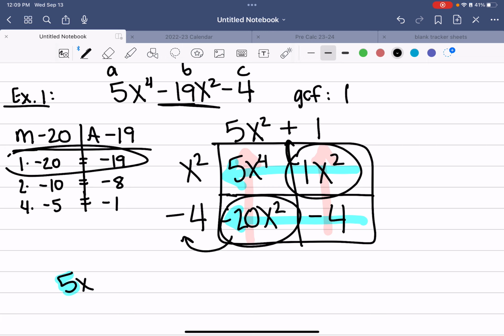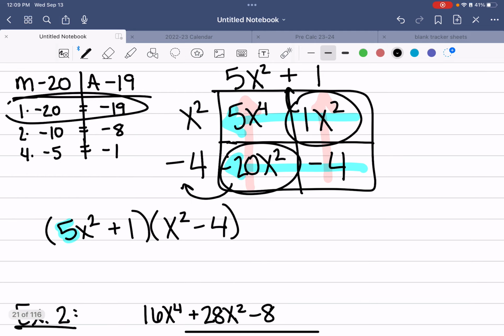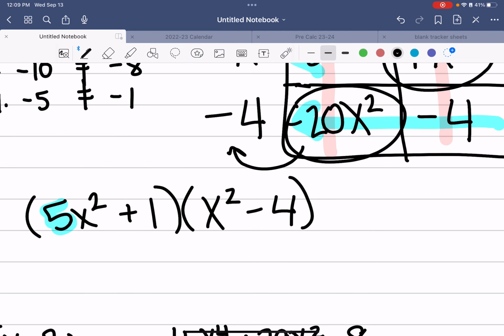5x squared plus 1 times x squared minus 4. And then we would ask ourselves, could this be simplified any farther? Is there anything I could do to either of my binomials to make them into simpler terms or into an extra factor? Our first one here is 5x squared plus 1. There are no cubes here to do a sum of cubes, and it's not a difference, so it couldn't be a difference of squares. And there's no greatest common factor other than 1, so this could not be simplified.